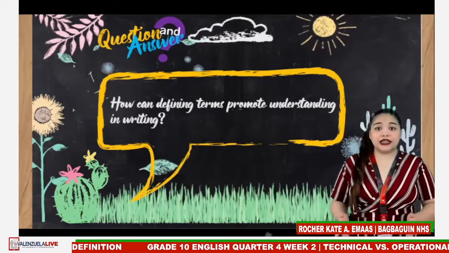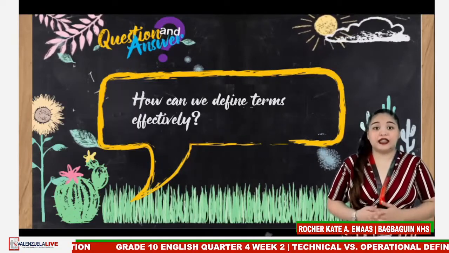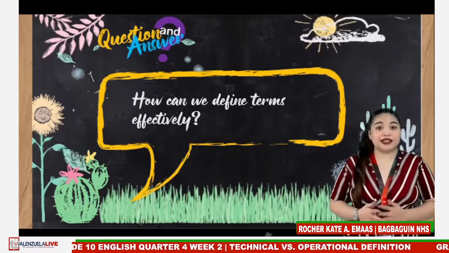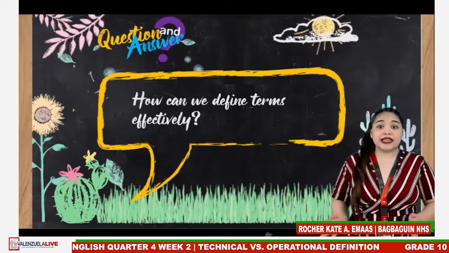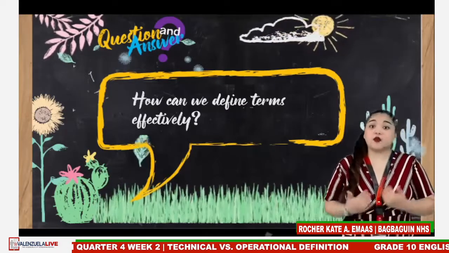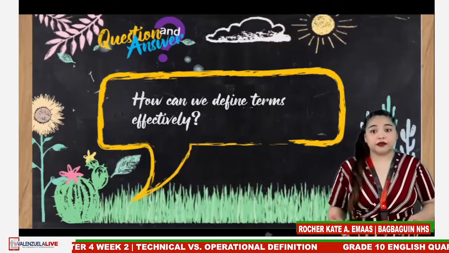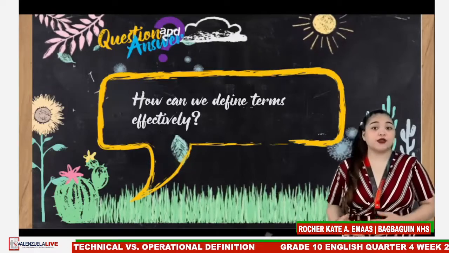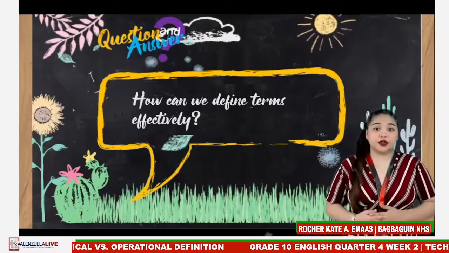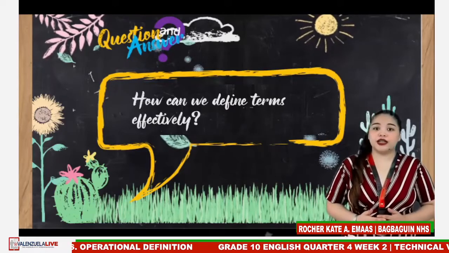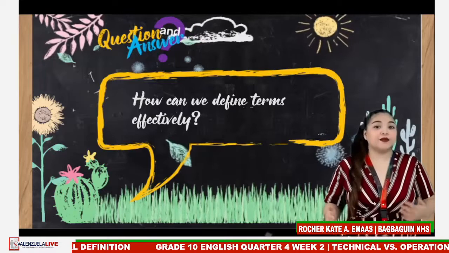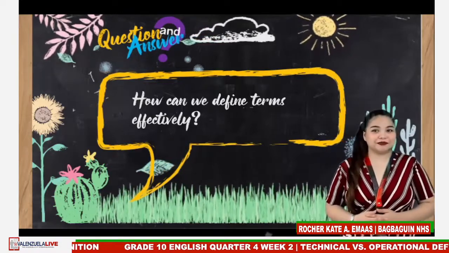And finally, a question from Jen P. De Leon National High School. How can we define terms effectively? We can define terms effectively if we are a wide reader, if we are exposed into reading and researching terms or concepts that we don't know. Being curious about something will help us to look harder and learn more about new things.